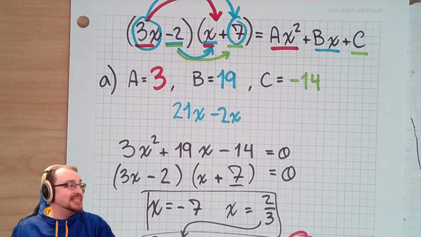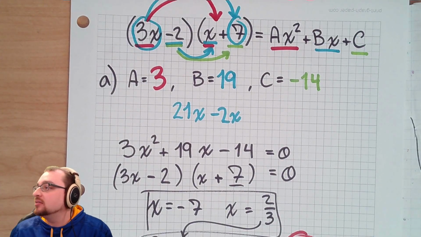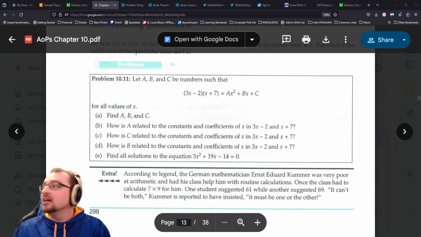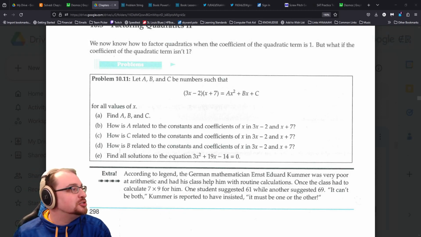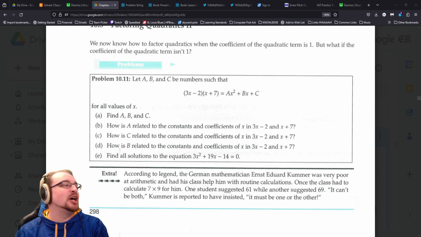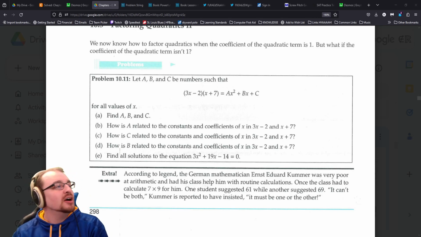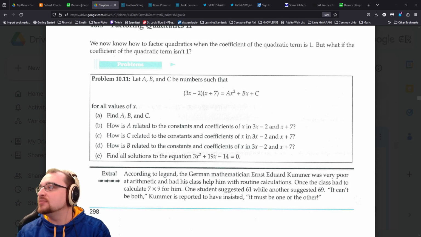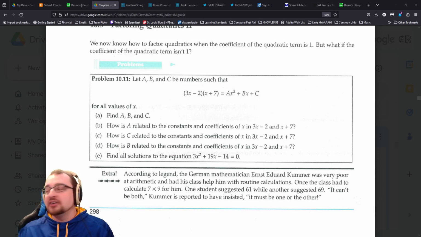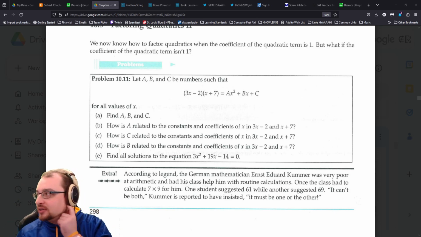Let's take this to the next level. I would also like to read a little bit. Some words of encouragement down here at the bottom. It says, according to legend, the German mathematician Ernst Eduard Kummer, that's a funny name, was very poor at arithmetic and had his class help him with routine calculations. Once the class had to calculate 7 times 9 for him. One student suggested 61, another suggested 69, jokester.